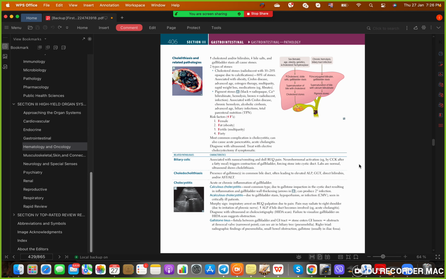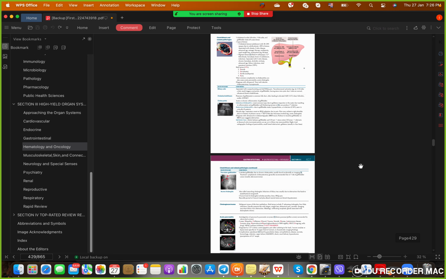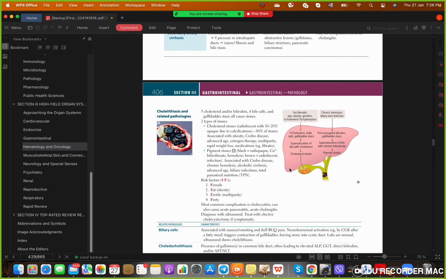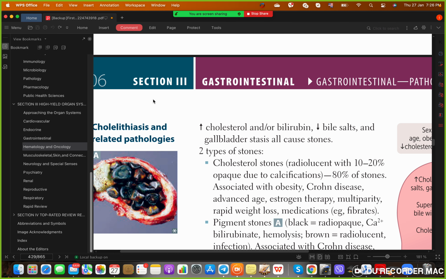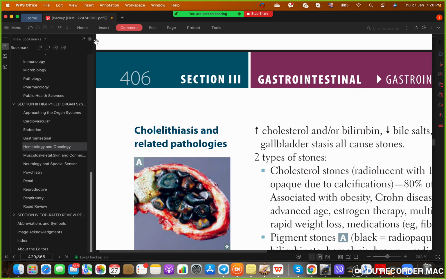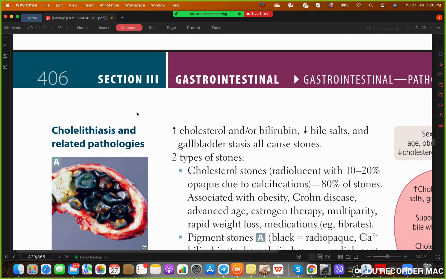So let's speak about cholelithiasis and related pathologies. So what's up with this thing? Cholelithiasis. So cholelithiasis is, what does the word lithos in Latin mean? Lithos. Any ideas?